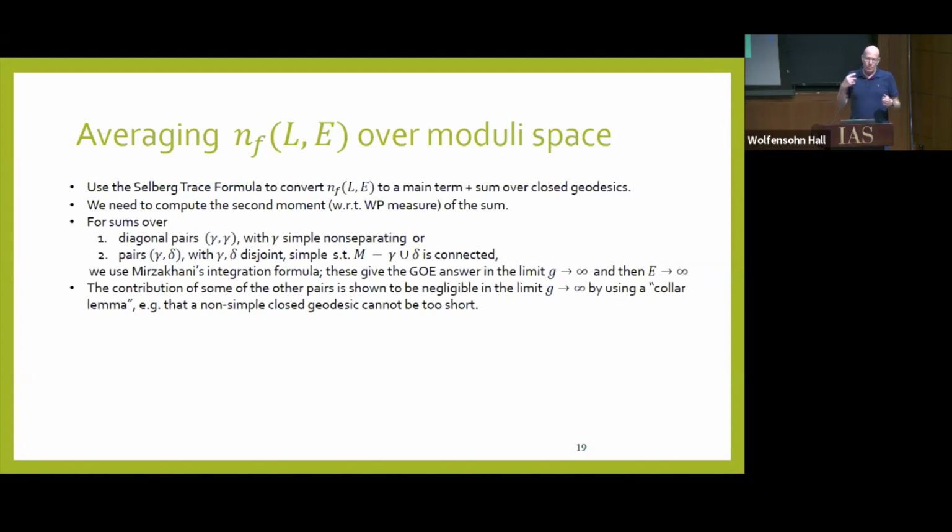Then, to compute the variance, we need to compute the second moment of this. And then you get a lot of pairs, pairs of closed geodesics, and there are many kinds of them. You have to pick out which give you the main term, and which are presumably garbage. It turns out that the main term is given by two types of pairs. One is the diagonal terms, meaning just take the same geodesic twice.